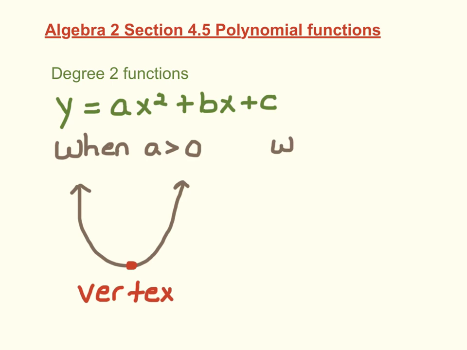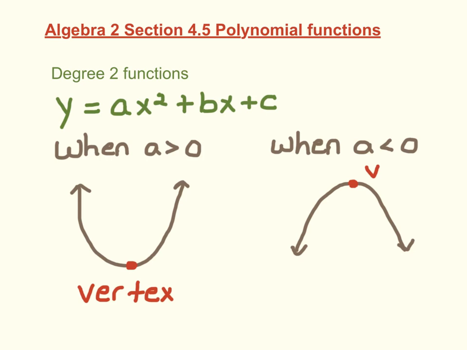When a is less than 0 or negative, then the parabola has arrows pointing down and it has a highest value. And at that highest value, we will have an ordered pair that is also the vertex.